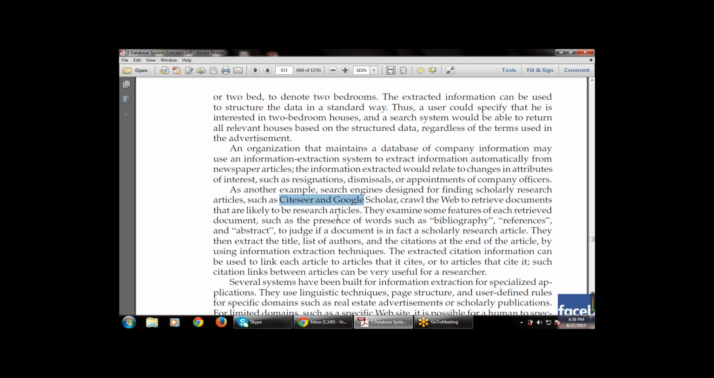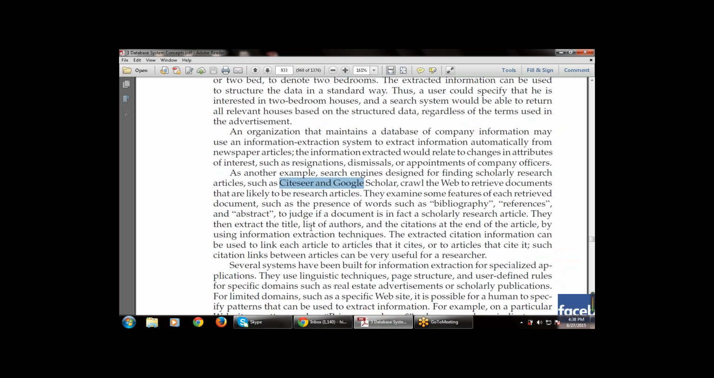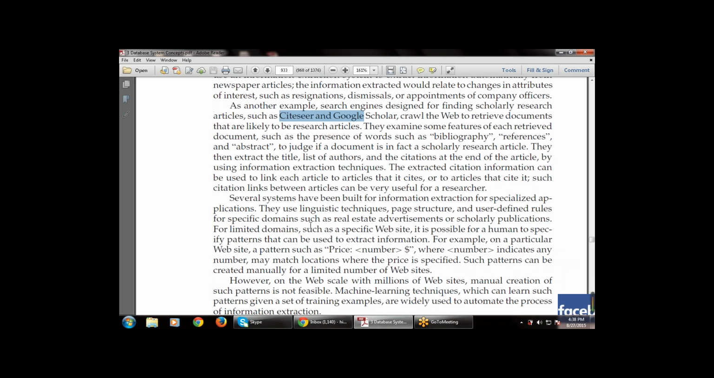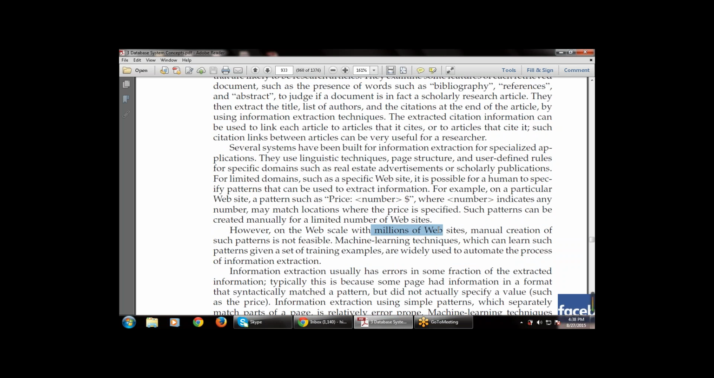They use linguistic techniques, page structure and user-defined rules for specific domains such as real estate advertisements or scholarly publications. However, at web scale with millions of websites, manual creation of such patterns is not feasible. Machine learning techniques, which can learn such patterns given a set of training examples, are widely used to automate the process of information extraction.